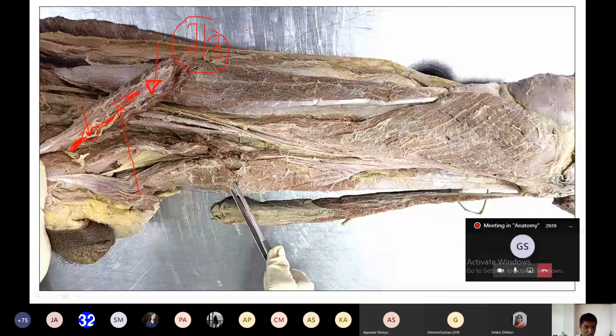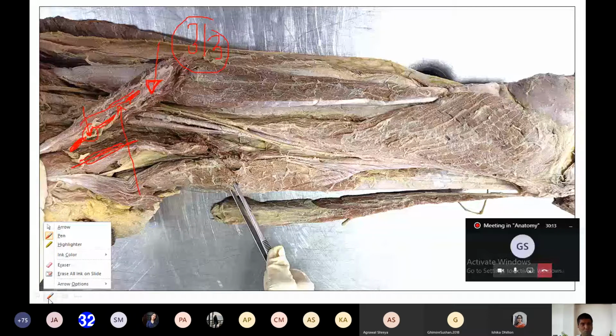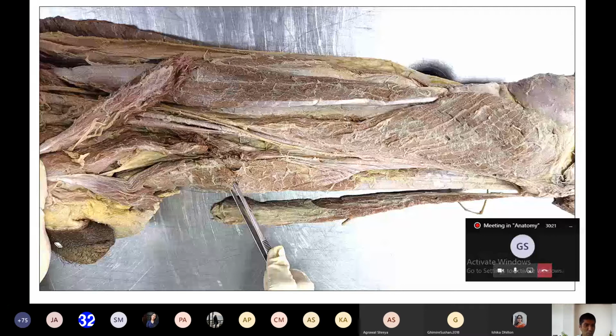Now I'm telling you about this muscle. Deeper to the adductor longus is the adductor brevis. Everybody, please focus on the diagrams, in the pictures which I'm showing to you. This muscle which I am showing you with the arrow here is the adductor brevis. Sometimes the arrow may be here also. This one is the adductor brevis.